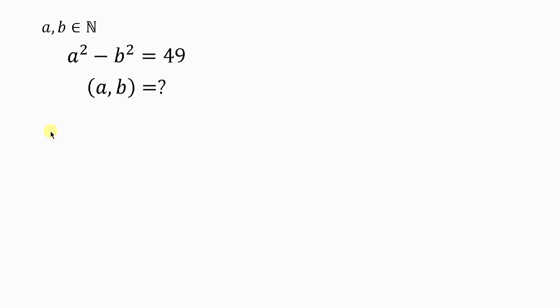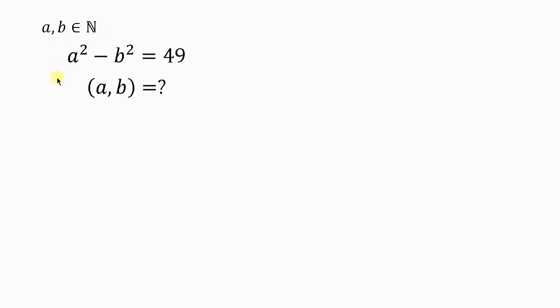Look at this nice and beautiful question on the board that we're going to be solving. The question says, for natural numbers a and b, find the value of a and b such that a squared minus b squared is equal to 49. Notice that we have two unknowns for one equation. But you know what makes this question easy? It is because of the given condition: a and b are natural numbers.